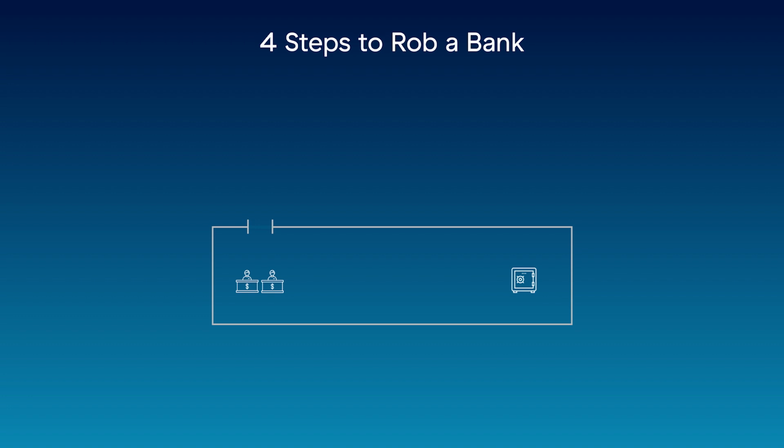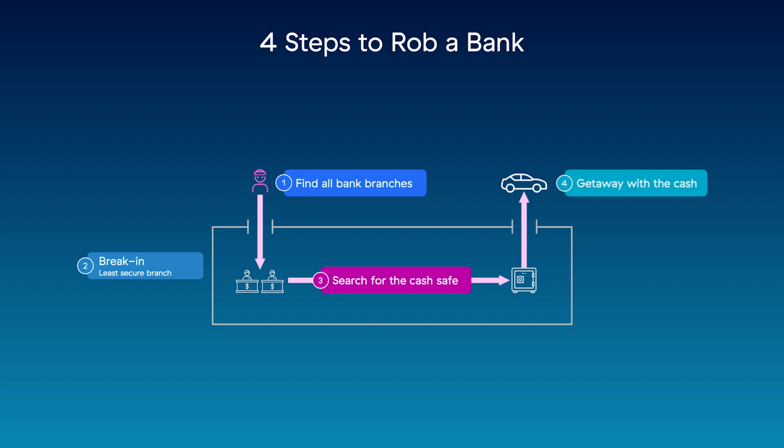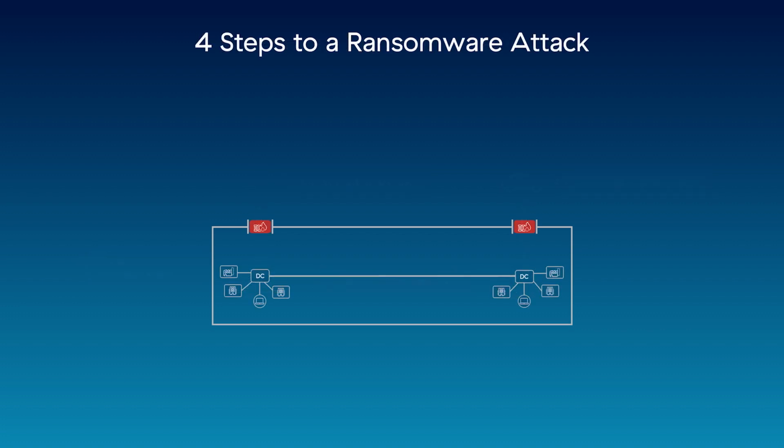Zero trust and security can be a little confusing. So I came up with a simple metaphor to explain it. There are 4 steps to rob a bank. They find all the bank branches. Suppose there are 500 branches. They find the least secure branch and break in without getting caught. Number 3, once they're inside, they move laterally. They find a cache safe. And as soon as they found the safe, they run away with it, and perhaps a getaway car is waiting for you. Cyberattacks, ransomware attacks happen the same way.